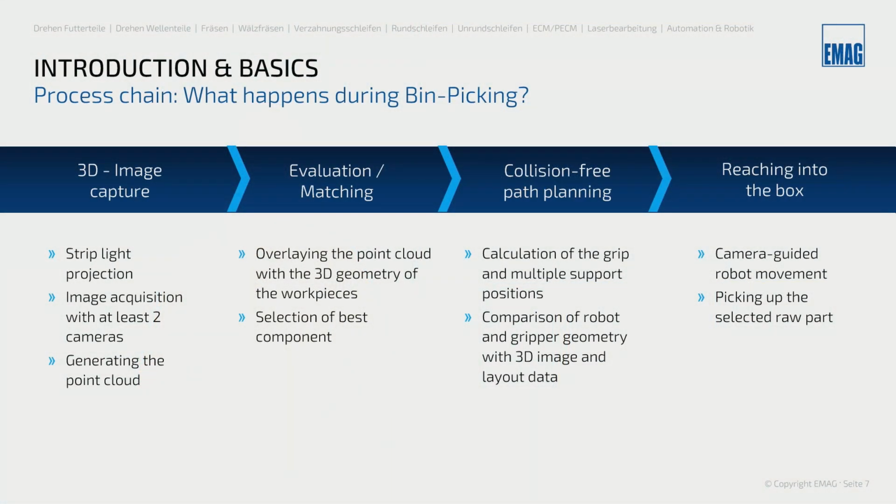First of all, we need to do some 3D image capturing, and to generate a 3D image, we use a strip light projection that shows light strips on the raw parts vertically and horizontally, and on the intersection of those lines, we get points that can be recognized by the cameras, and here we get height information. To get height information out of an image, we need at least two cameras that are angled to each other. After doing this, we generate a so-called point cloud of thousands of those points.